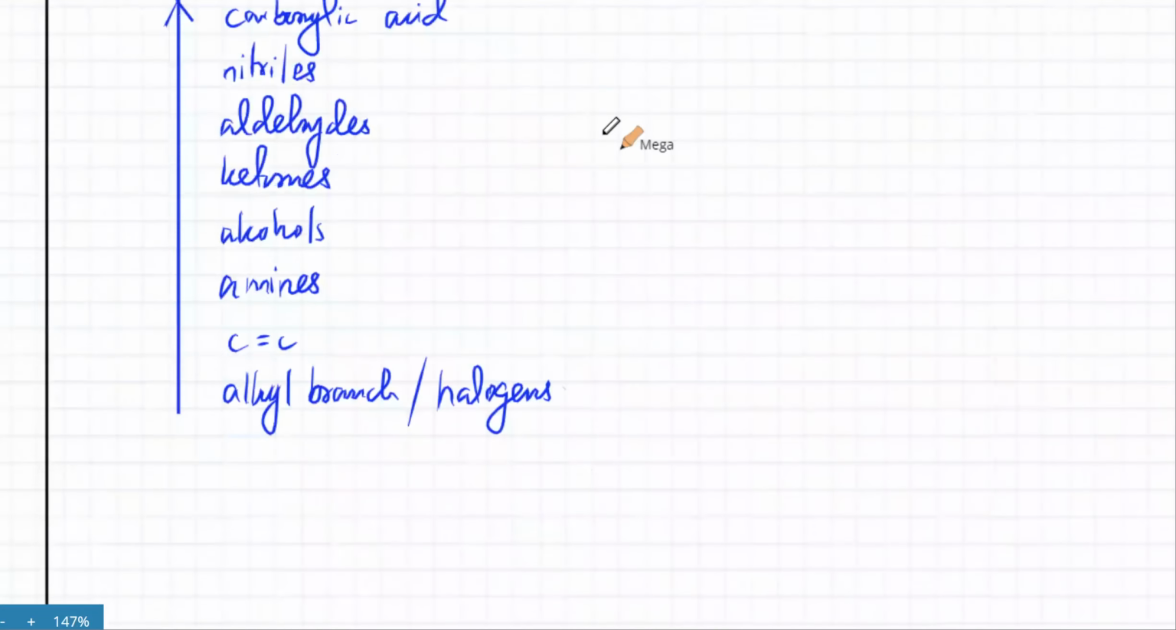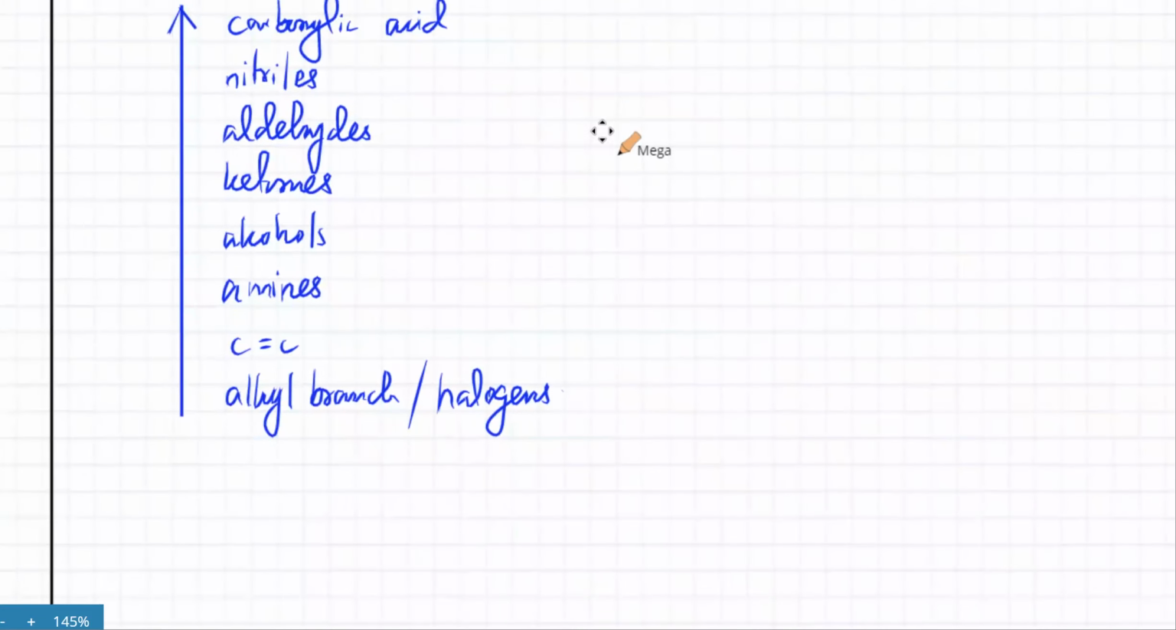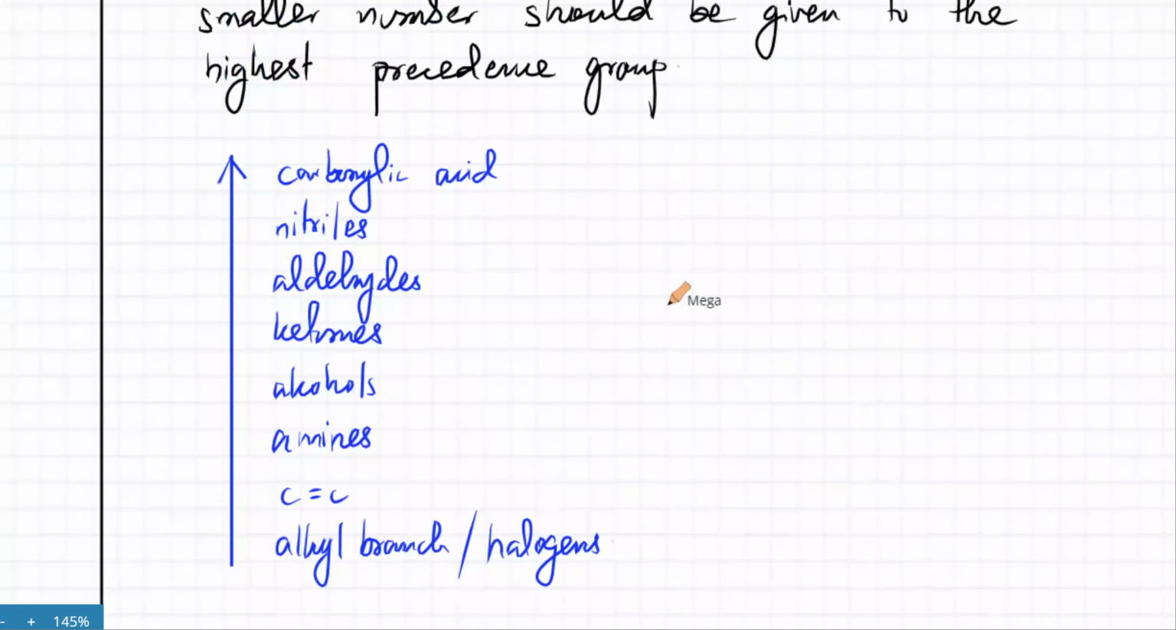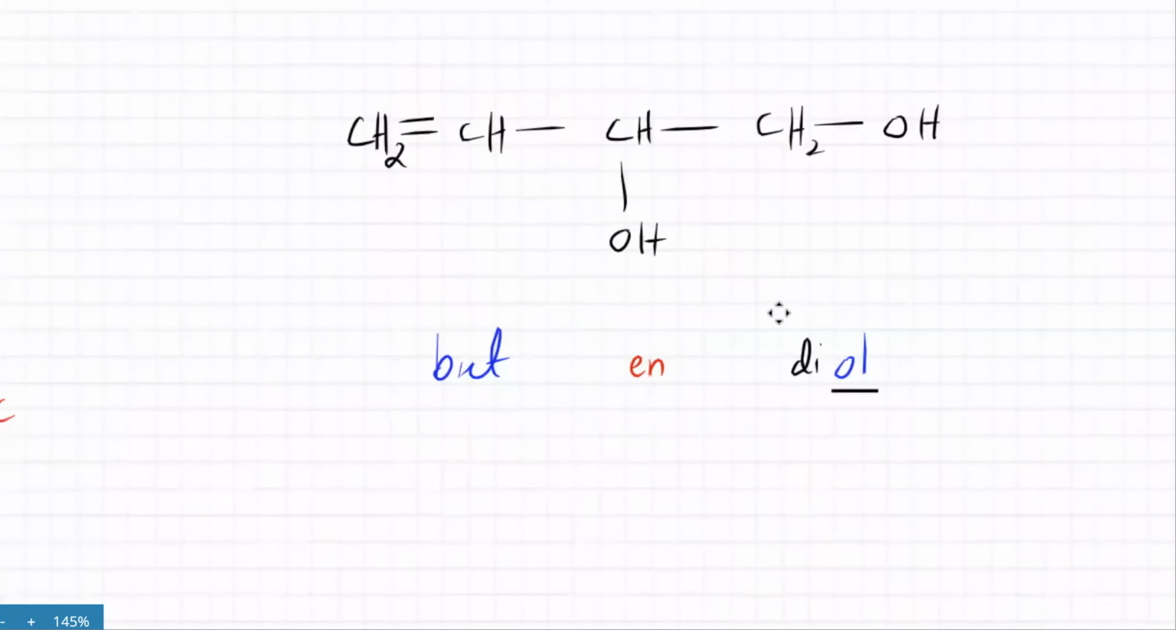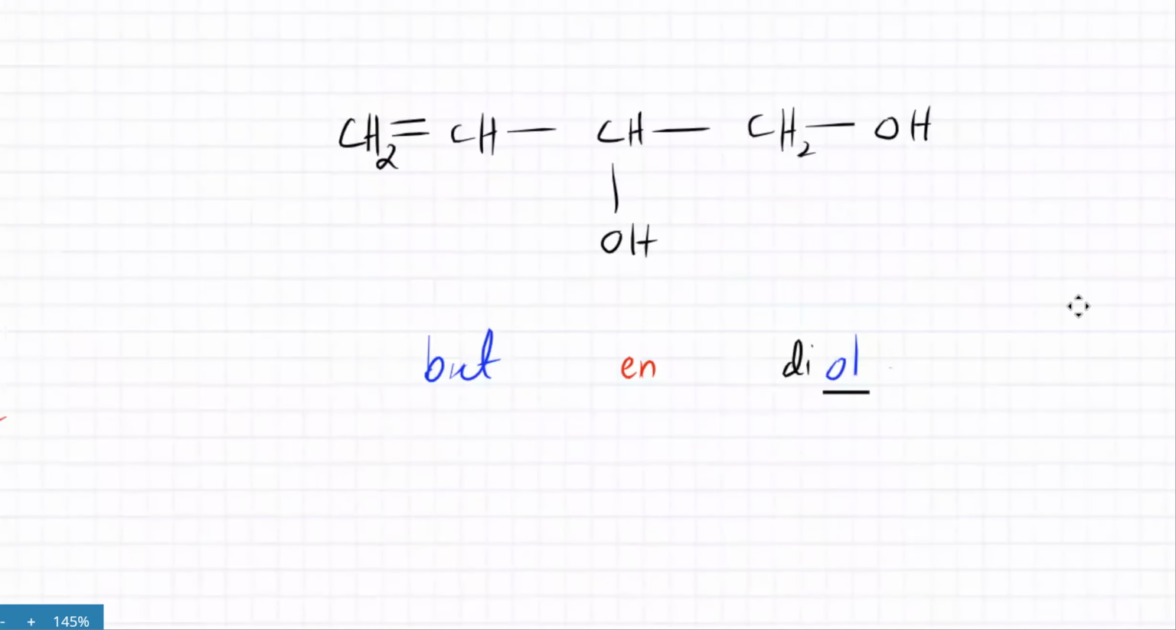But first, according to the precedence order, who's more important, alcohols or double bonds? I mean, it's alcohols. So alcohols are more important. So you're going to count the number, smaller number should be given to the highest precedence group. So you're going to count from the side that gives a smaller number to which one? To OH, which is why.